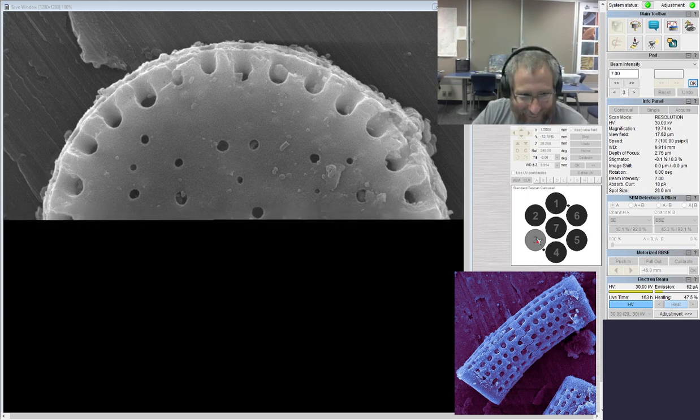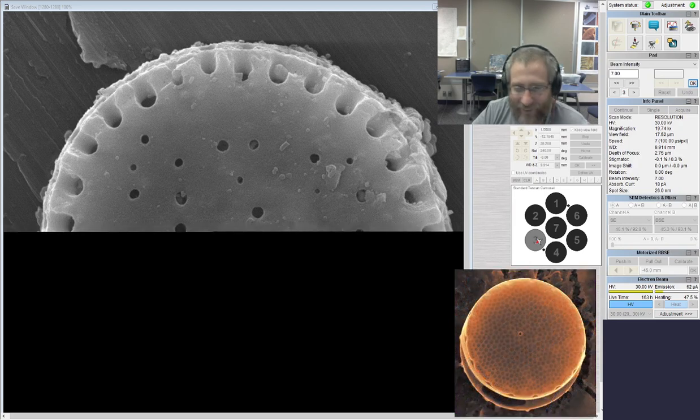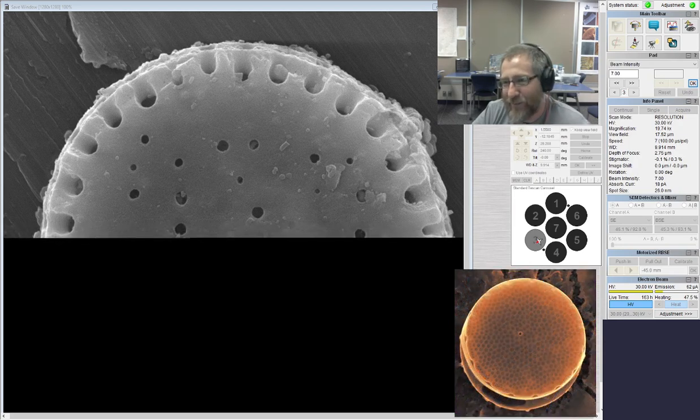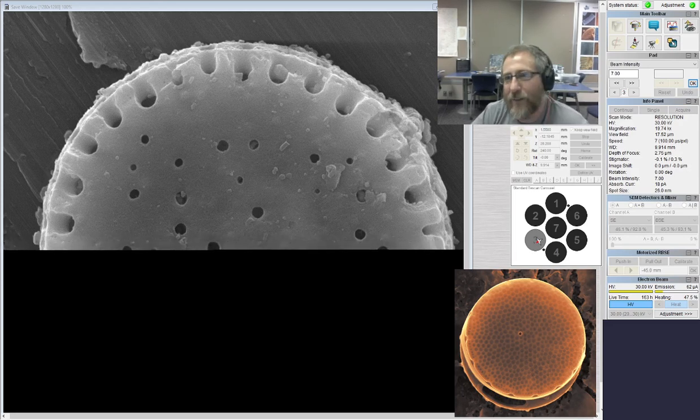Yeah, so right now we see Nathan Ahmed asks, this is an electron microscope, correct? And yes, this is a Vega 3 scanning electron microscope.